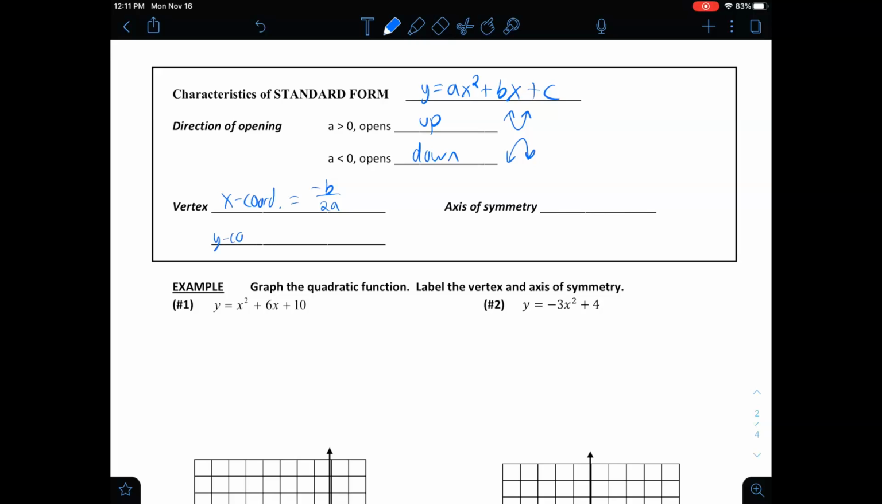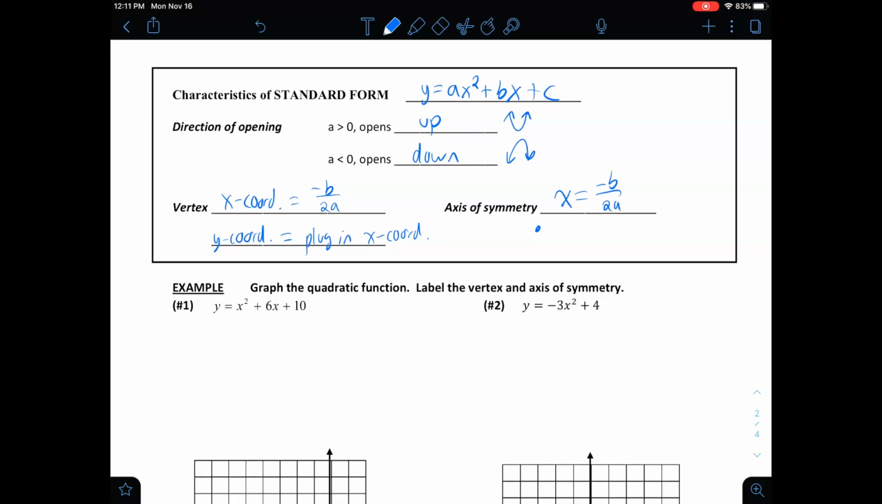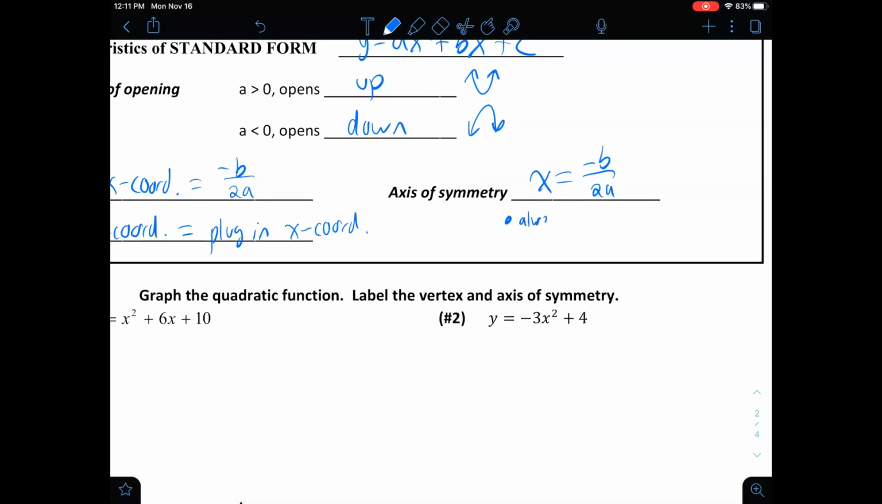That's the formula for the x-coordinate of the vertex. The y-coordinate equals, you're going to plug the x-coordinate into the original equation to solve for y. The axis of symmetry: there are some situations where people goof up the axis of symmetry. So it's always x equals the opposite of b over 2a. That's the formula, and these are very important. It's always an equation.